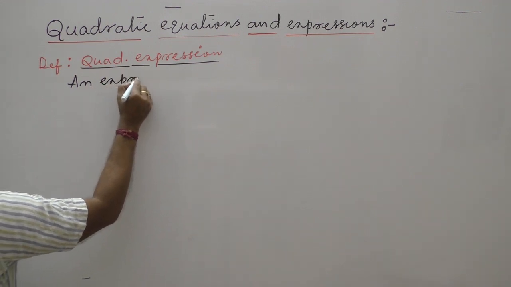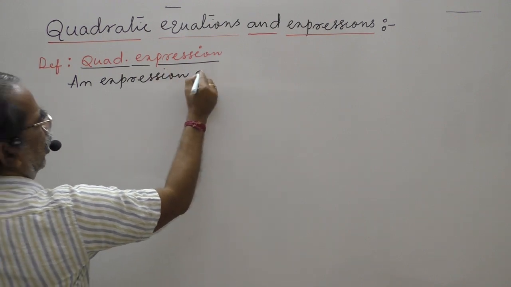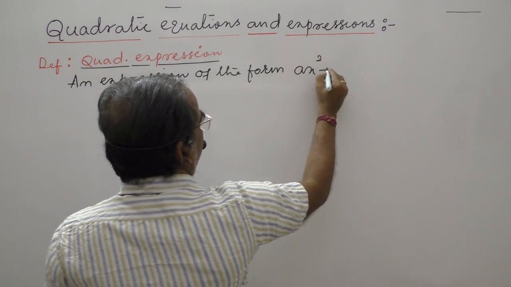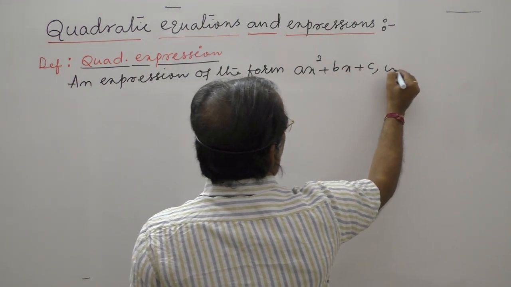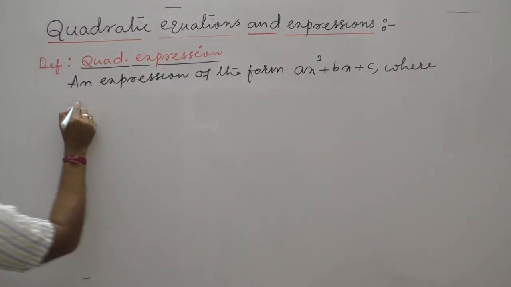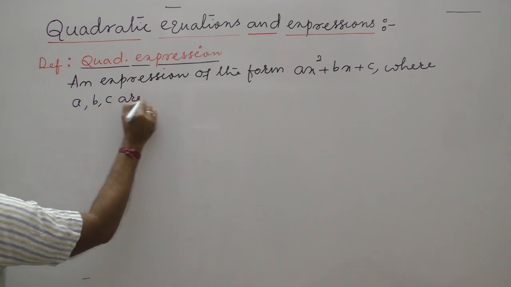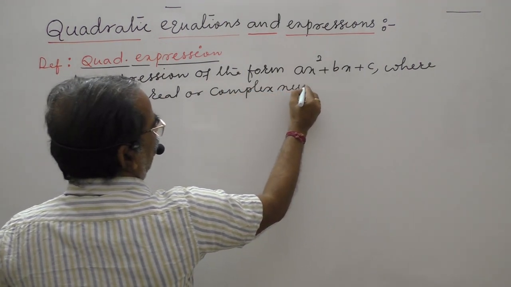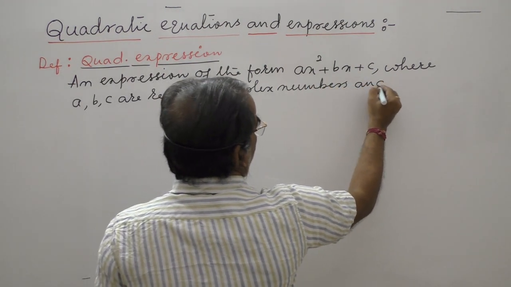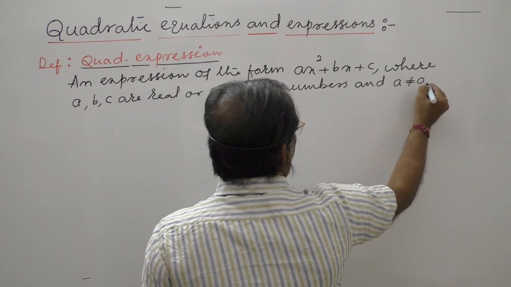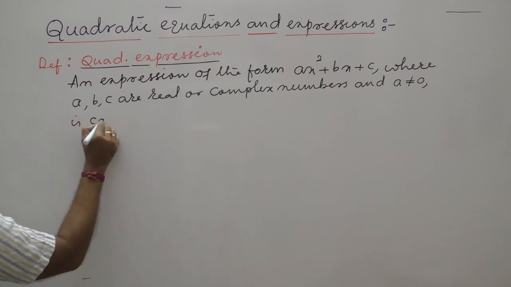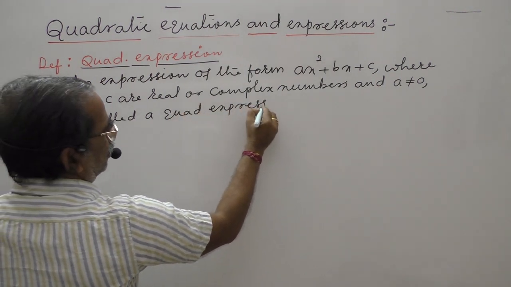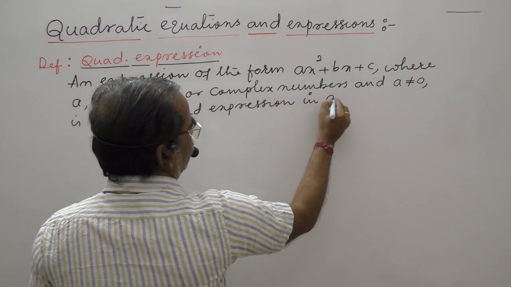An expression of the form ax square plus bx plus c, where a, b, c are real or complex numbers, and in which the constant a is different from 0, is called a quadratic expression in the variable x. That's all.